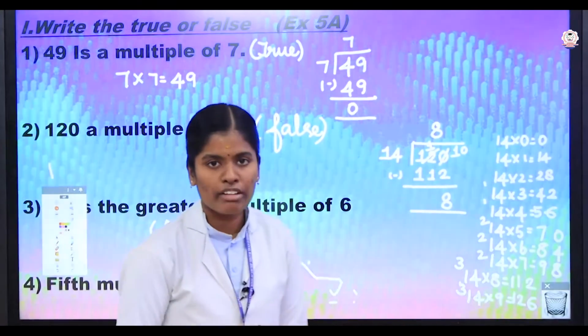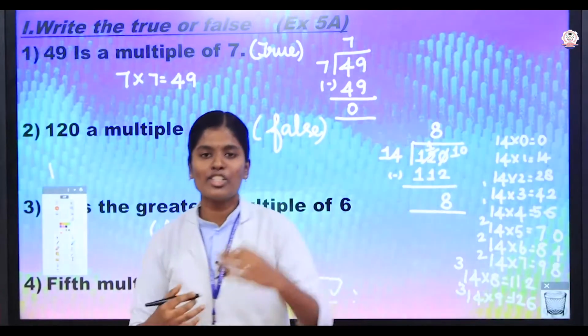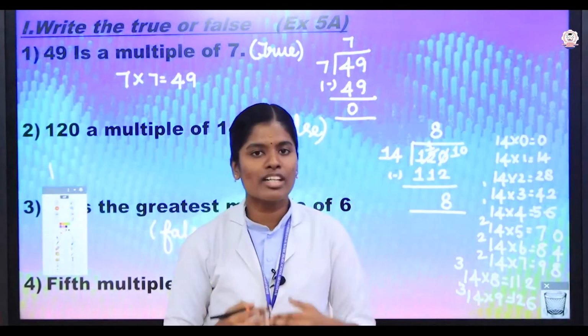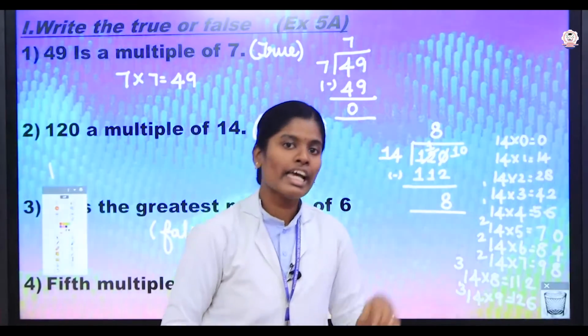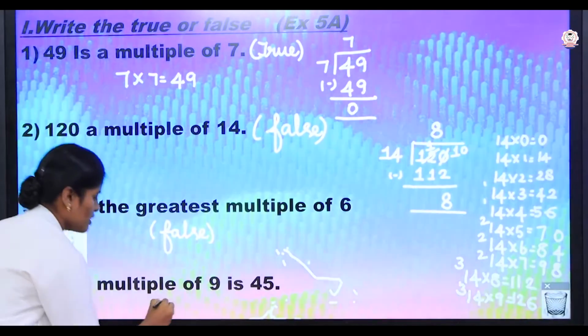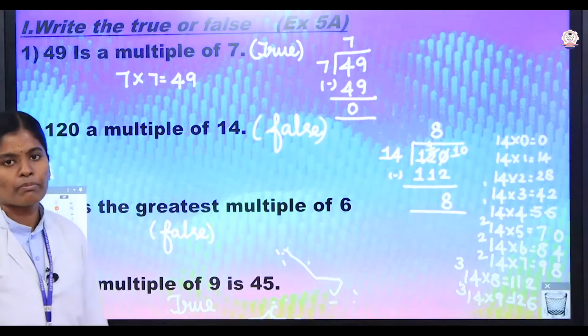In the 9 table, is 45 there? Yes. 9 zeros are 0, 9 ones are 9, 9 twos are 18, 9 threes are 27, 9 fours are 36 and 9 fives are 45. Yes, we got the correct answer. This is a true statement. 9 fives are 45.